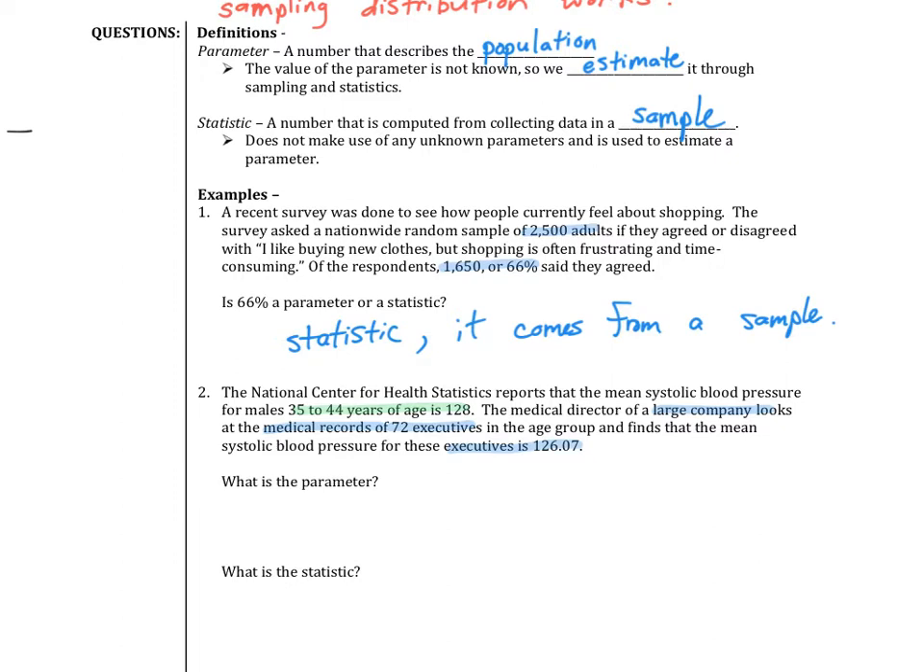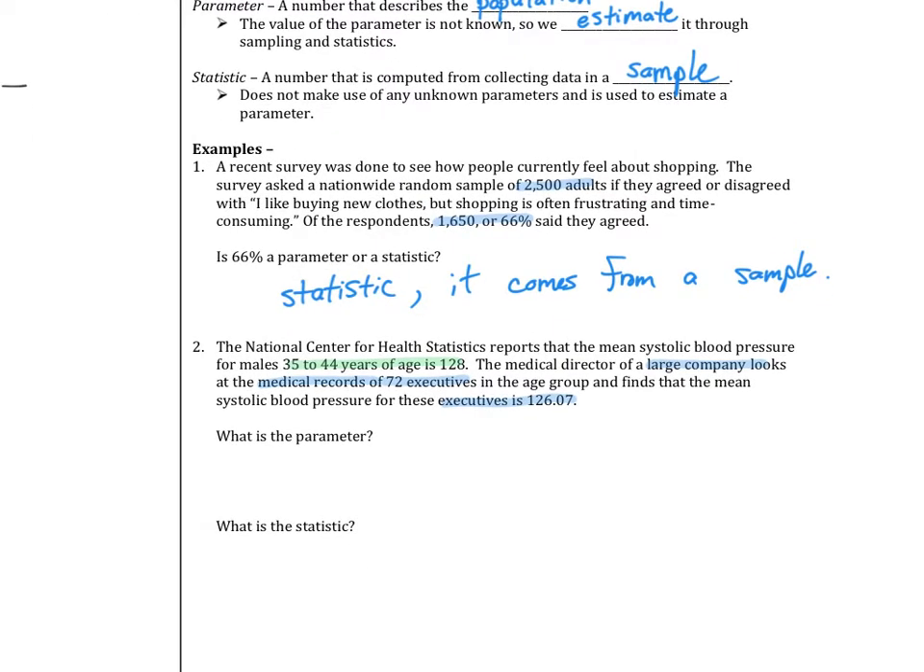So why are they different? Well, one is a parameter and one is a statistic. So the parameter is that 128. It's because it's a statement made about all males 35 to 44. Okay, it's not a specific group of males, or like a specific number, like 100 or 2,000 males. It's just saying that all males 35 to 44 have a systolic blood pressure of 128.